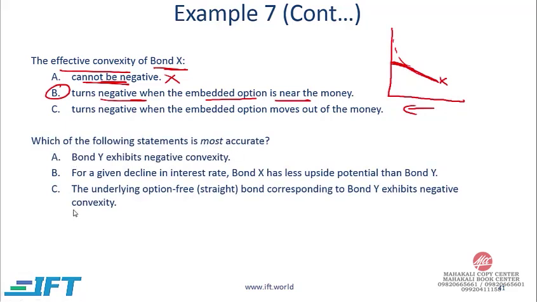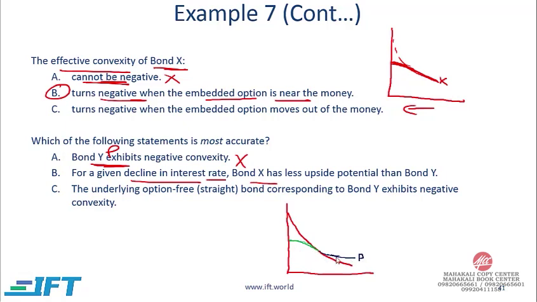Which of the following statements is most accurate? Bond Y exhibits negative convexity. Bond Y, remember, is puttable, which is depicted here by this blue curve. Notice that a puttable bond will never have negative convexity. So that's not true. For a given decline in interest rate, bond X has less upside potential than bond Y. And this clearly is true.